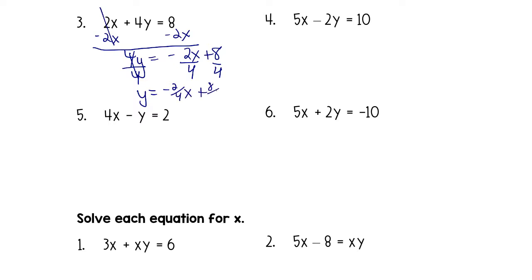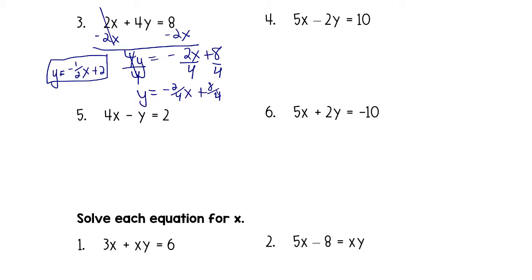Well, we've got to simplify this a little bit. There's a lot of fractions that we can reduce here. y can't be reduced. Negative 2/4 x is negative 1/2 x, plus 8 over 4 is plus 2. And that's our answer.